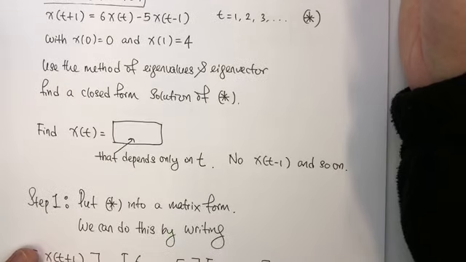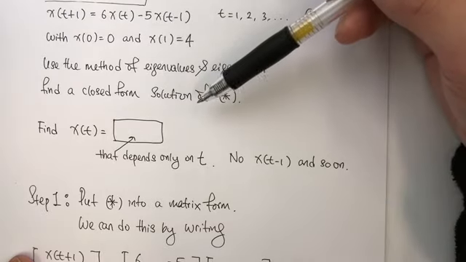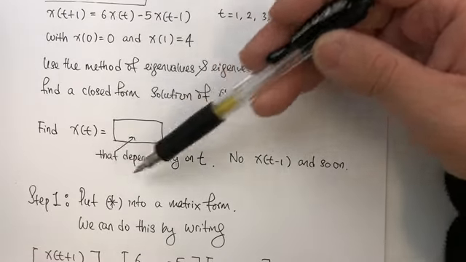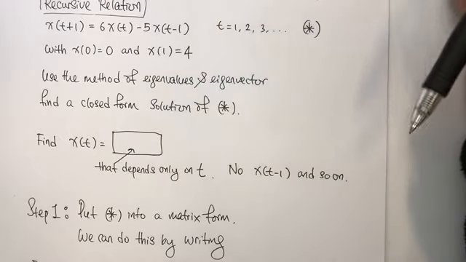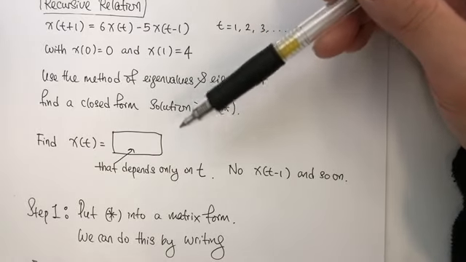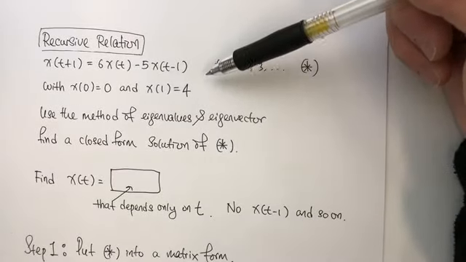We are going to use the methods of eigenvalues and eigenvectors, and through the process of diagonalization, try to obtain something that we call the closed solution, which is where we want to find x_t that only depends on t rather than all the previous terms. And in order to do that, we will first have to put this whole thing into a matrix form.